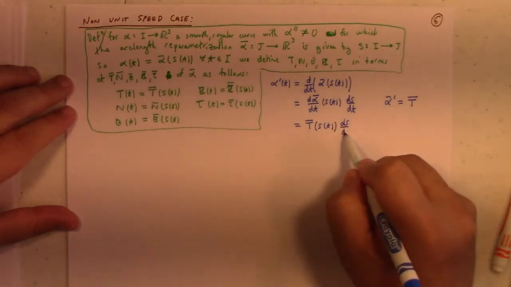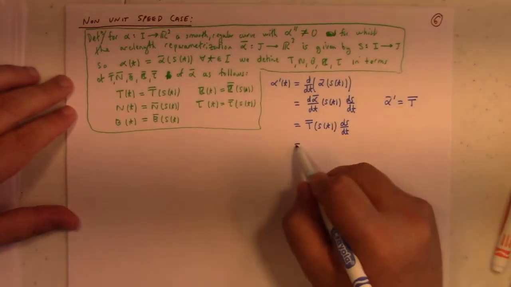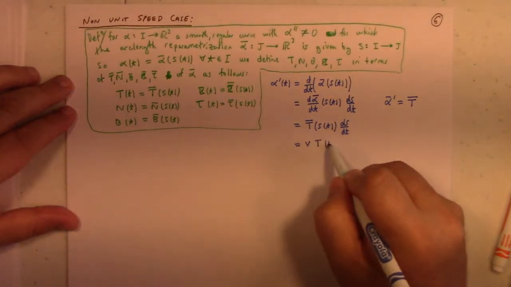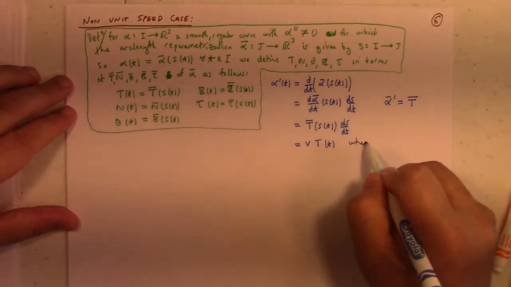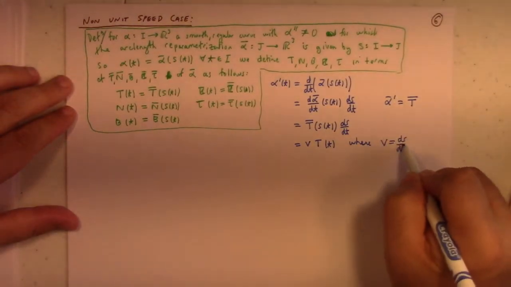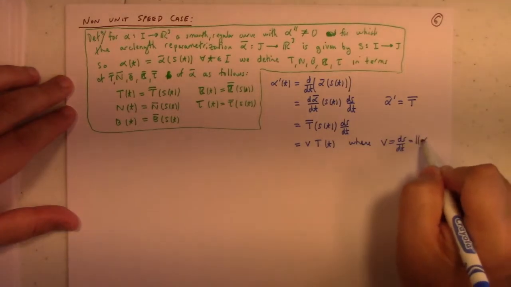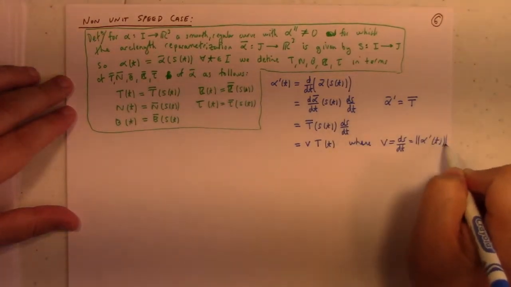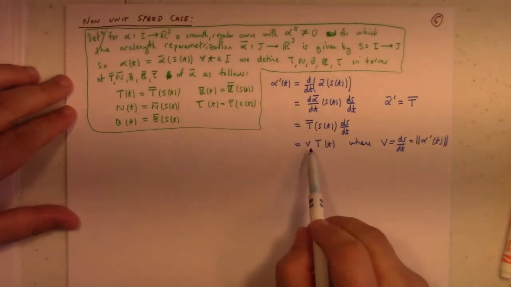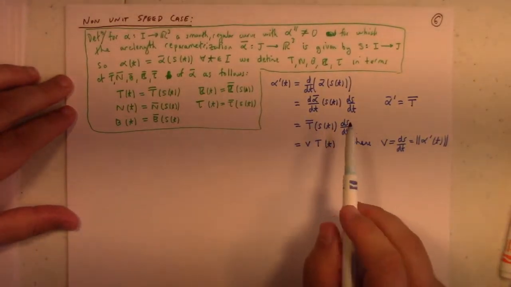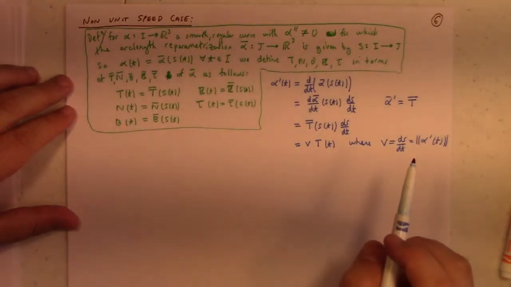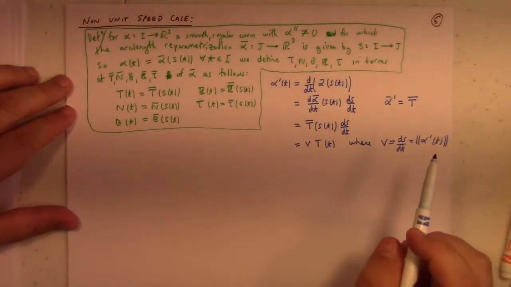In other words, this gives us v times T of t, where v is the speed, ds/dt. It's the magnitude of alpha prime of t, actually. So there you go, that tells us the velocity is the speed times the unit tangent direction. In other words, velocity is speed times the direction of the tangent vector.